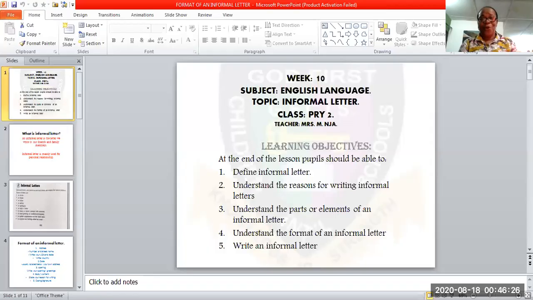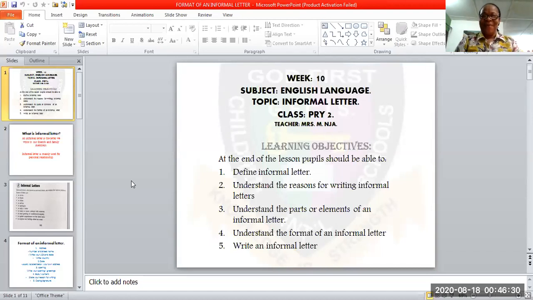Today we are going to study something new, something refreshing as always, something exciting, something you will love to listen to, something you will learn. Okay, so let's go to our slide. Let's look at what we are going to study today. Today we are going to look at informal letter.